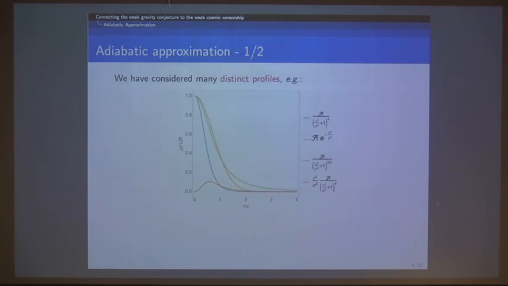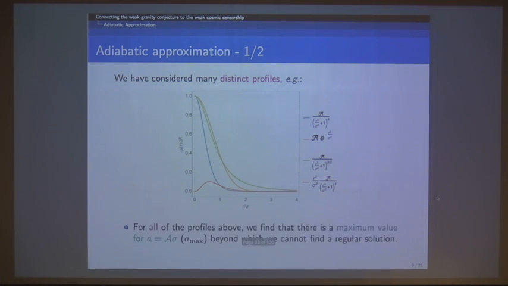Okay, so here are a bunch of profiles that we've chosen. I'm choosing to parameterize the boundary profile with the chemical potential. This is the radial direction. Here are all of these profiles. And for all of them, we always find the same thing. There's a maximum amplitude that I can dial before the Kretschmann blows up in the bulk.